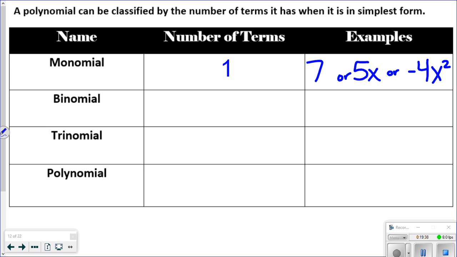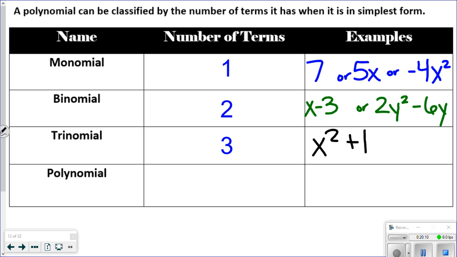A binomial has two terms. So x minus 3, or 2y squared minus 6y. So think of a tricycle or a triangle: 3 terms. So x squared plus 11x plus 10.